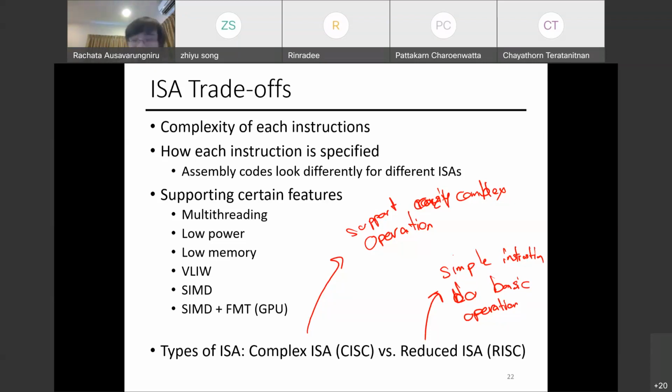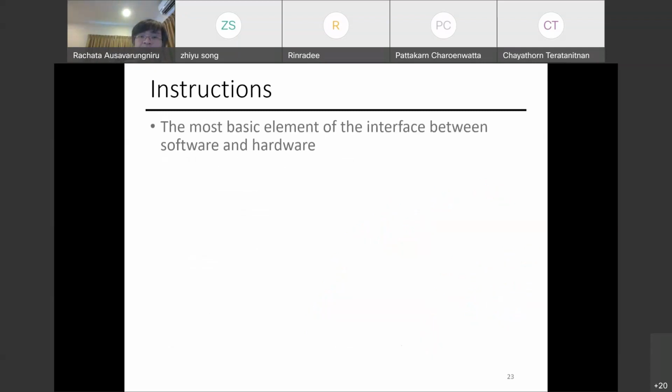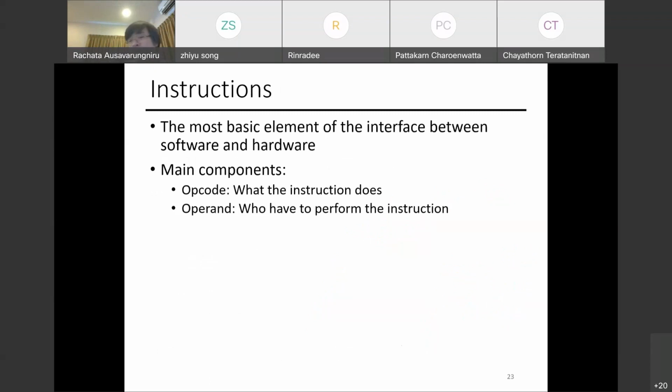People who support complex ISA would then argue that some operations that are complex are used a lot, so maybe we should have those implemented. So again, this is a different type of ISA with different trade-offs. And the instruction is, again, the most basic element, with the opcode and operands.